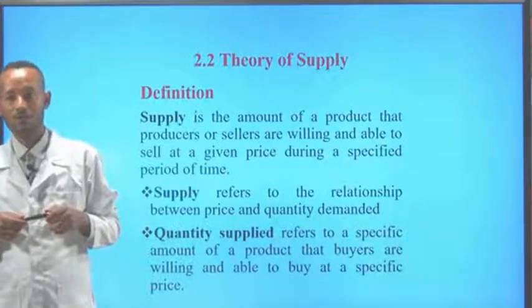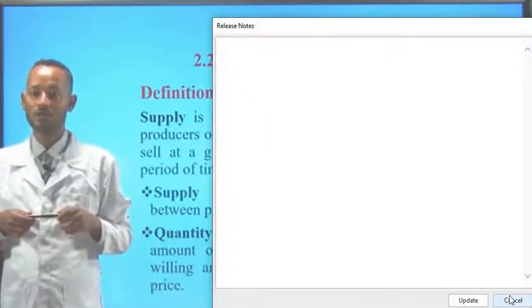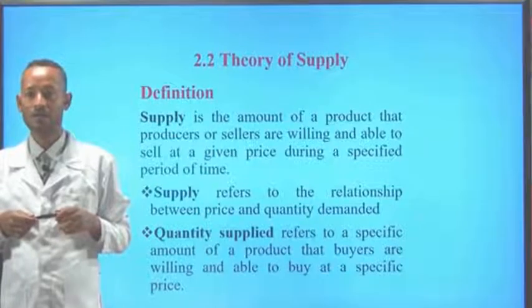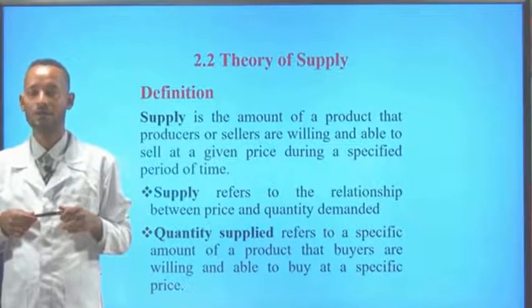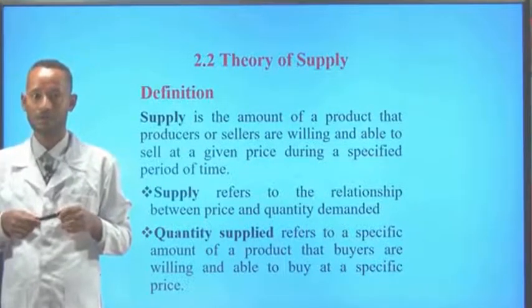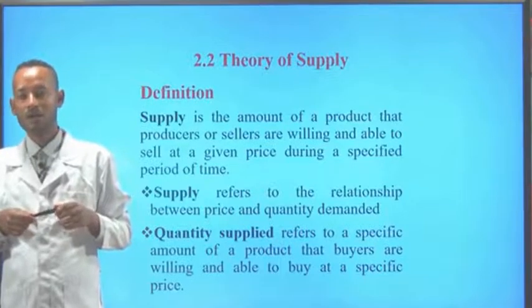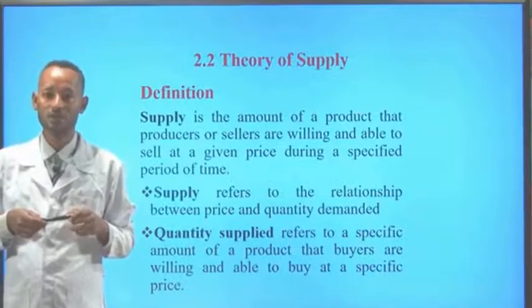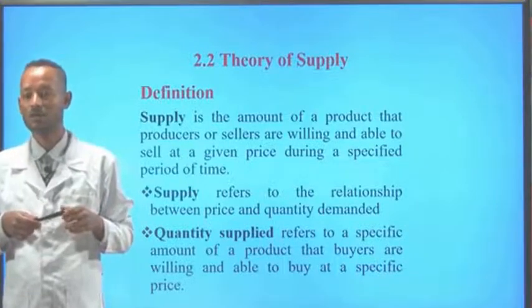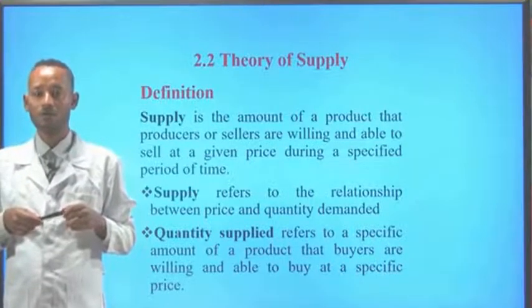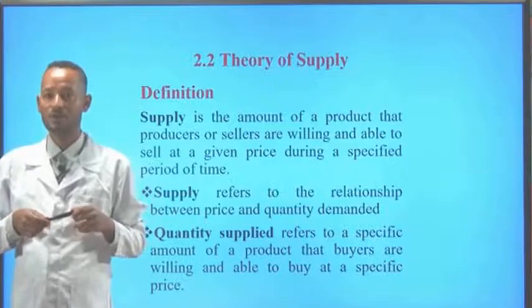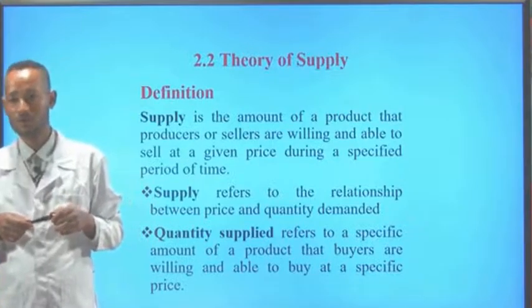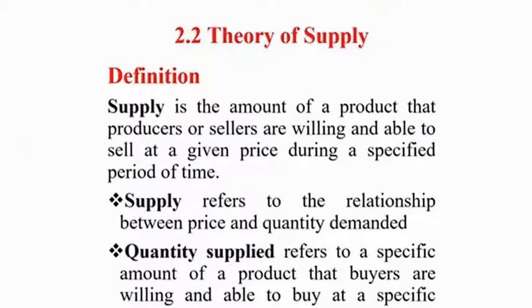is the amount of products that producers or sellers are willing and able to sell at a given price during a specified period of time. Supply and quantity supplied are two different concepts. Supply refers to the relationship between the price of a commodity and quantity supplied, while quantity supplied refers to a specific amount of a product that producers or sellers are willing and able to sell at a specific price.